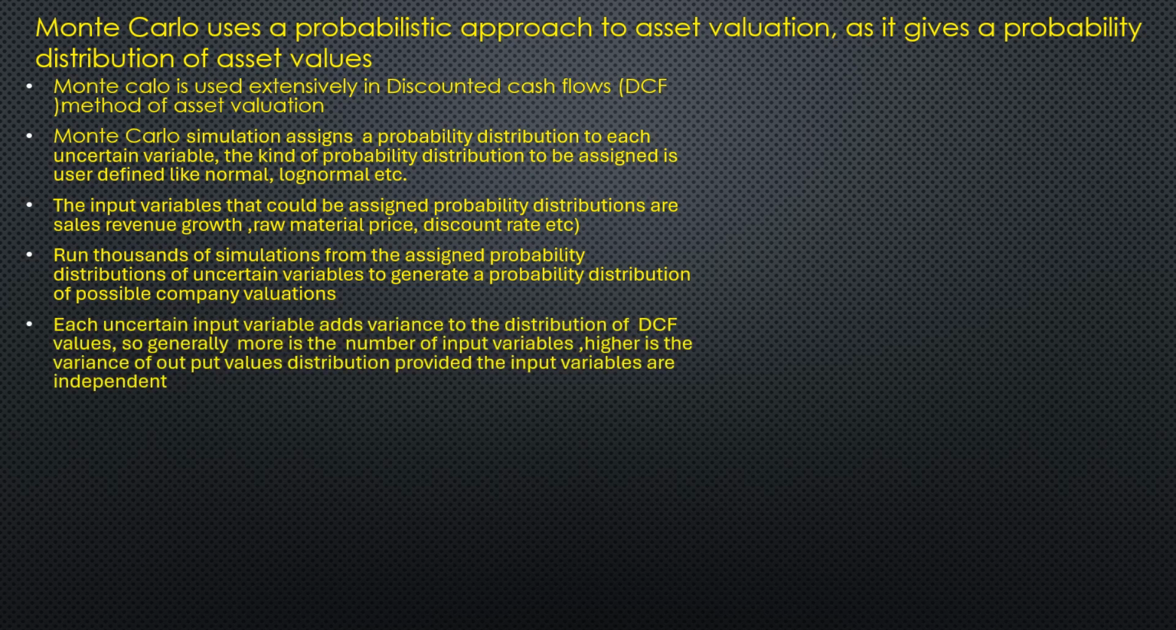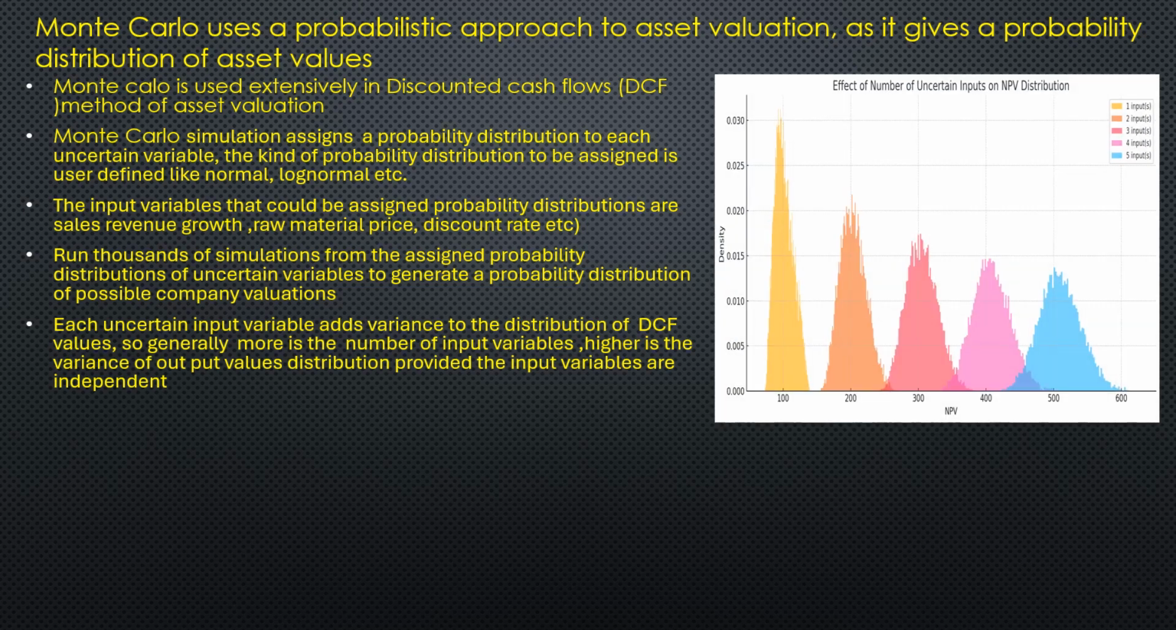Each uncertain input variable adds variance to the distribution of DCF values. So generally, the more input variables, the higher the variance of the output values distribution, provided the input variables are independent. Now this is a graph which shows the output values distribution having different numbers of input variables. Here the underlying input variable is 1, so the output value variance is quite narrow. The distribution is quite narrow. The variance is quite low.